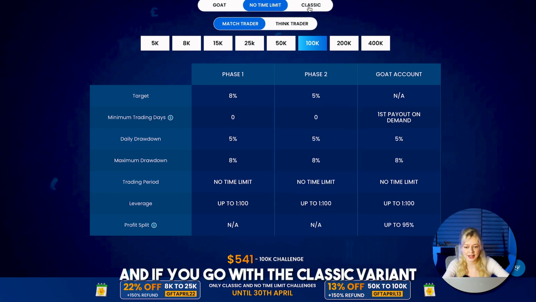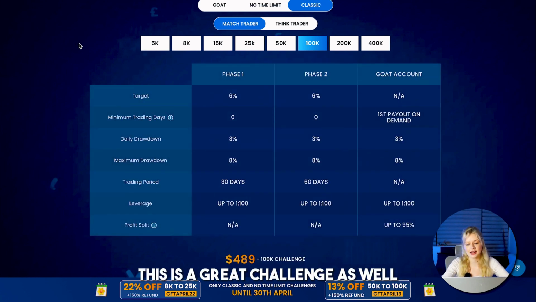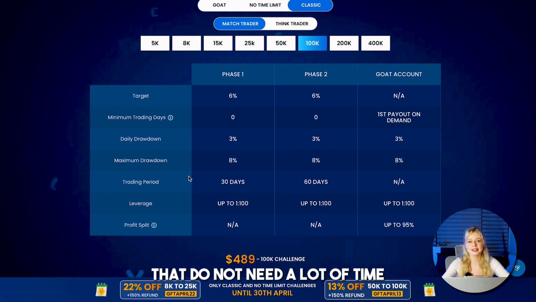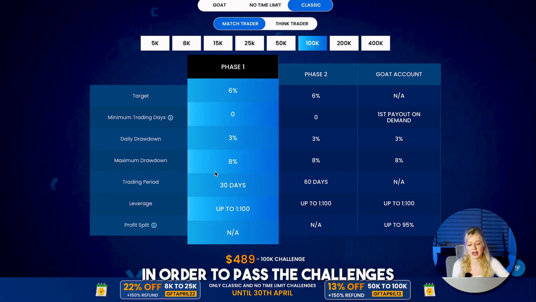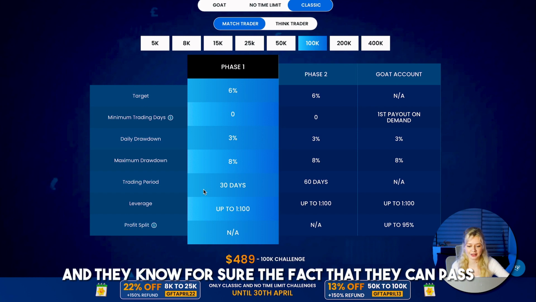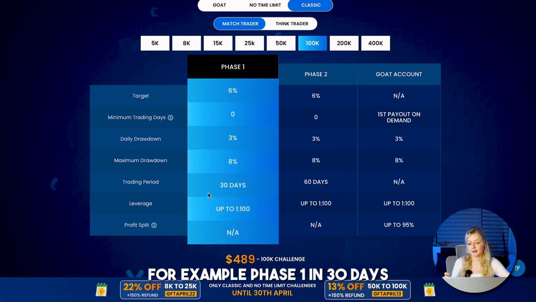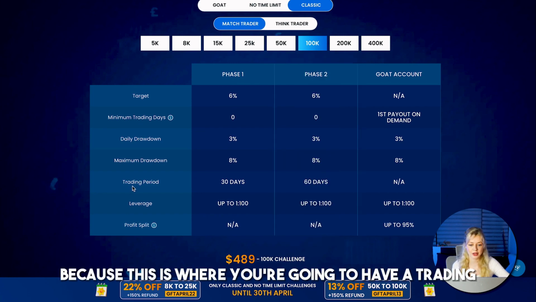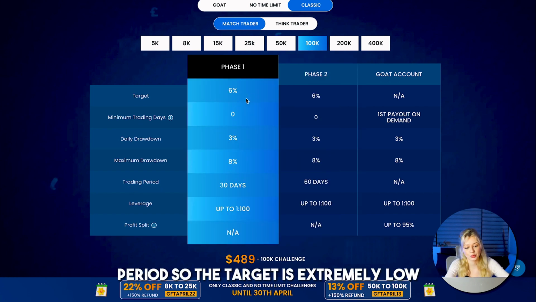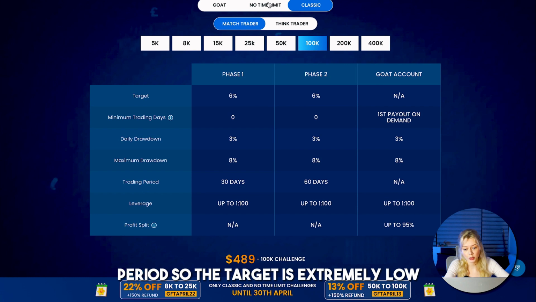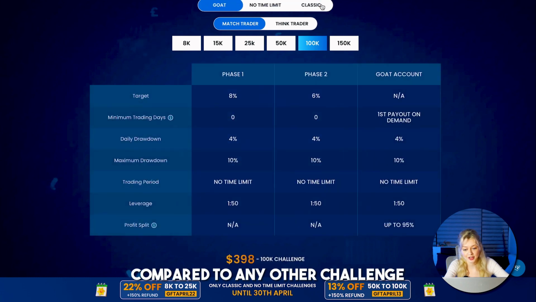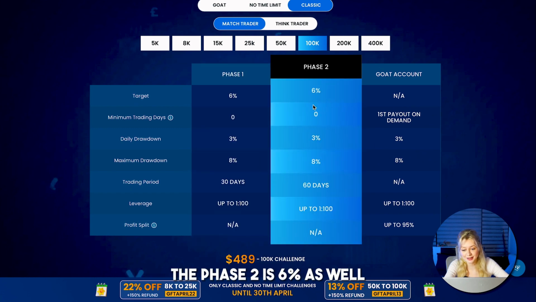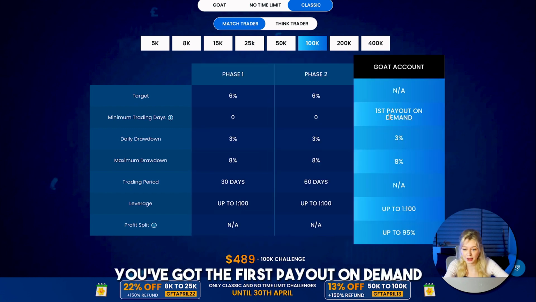And if we go with the classic variant, this is a great challenge as well, in my opinion, especially for the traders that do not need a lot of time in order to pass the challenges, and they know for sure the fact that they can pass, for example, phase 1 in 30 days and phase 2 in 60 days, because this is where you're going to have a trading period. So the target is extremely low compared to any other challenge. You can see that the phase 1 is only 6%, the phase 2 is 6% as well. You've got the first payout on demand.